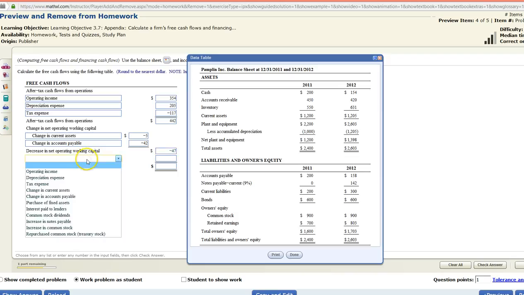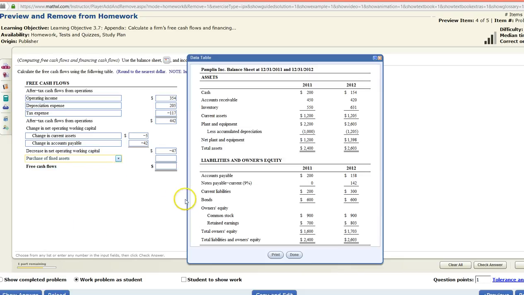And finally, we have the purchase of fixed assets. That's my change of the long-term assets. Again, that needs to come from the balance sheet. Long-term asset, we don't have an intangible asset. The only long-term asset here is the plant and equipment. That's the gross fixed assets. So we just need to take their difference. This year is 2,603. Last year is 2,200. So their difference becomes 403.